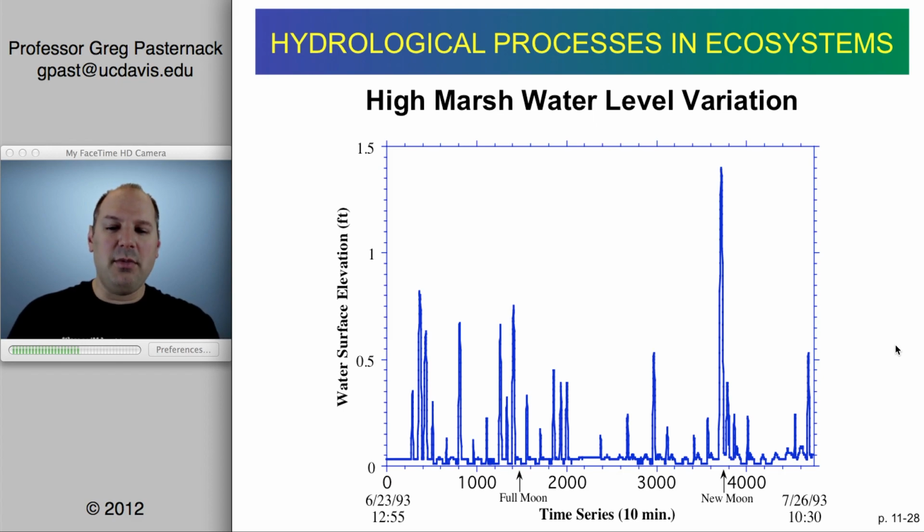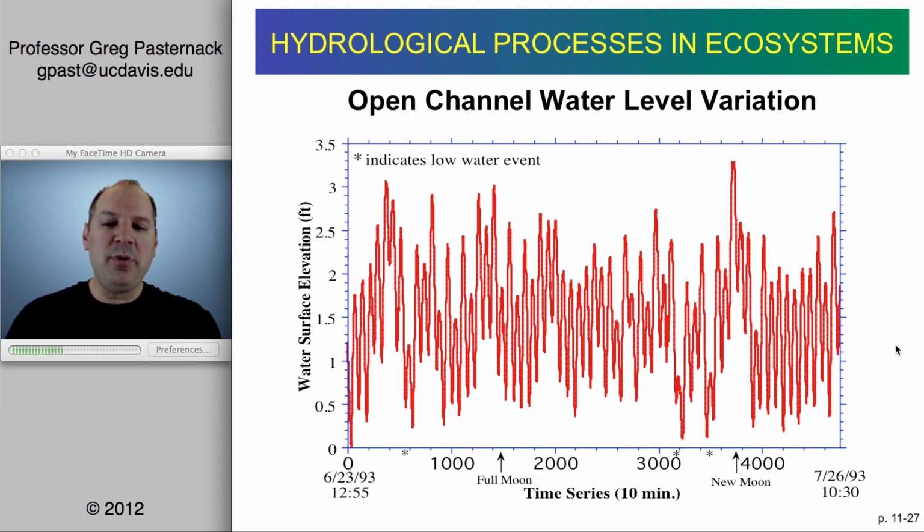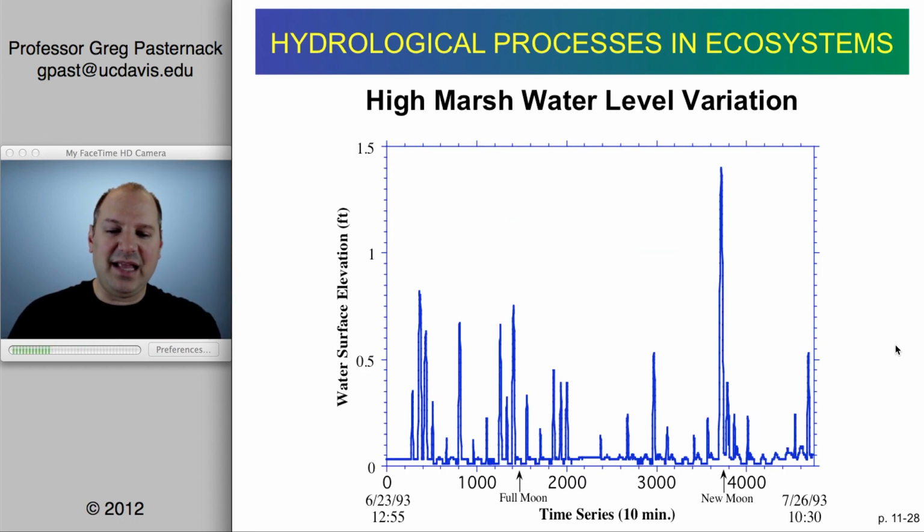Now let's move on to the marsh surface. It's the same time frame, but instead of being in the channel, now we're on the area designated as the high marsh. Whereas in the open channel you see the full swings of the tidal cycle, on the high marsh that gets abated because there are basically just saturated conditions present. So you have essentially zero to just a little bit of water.